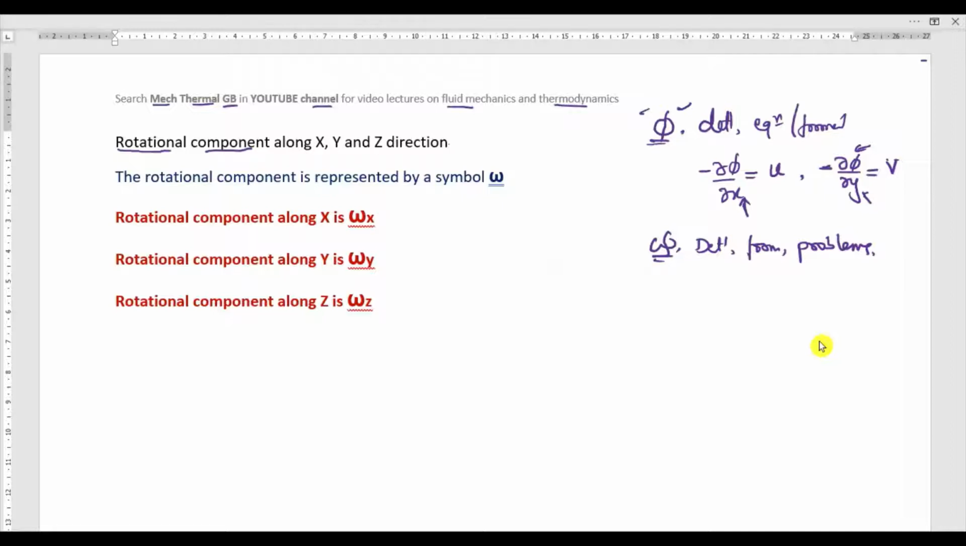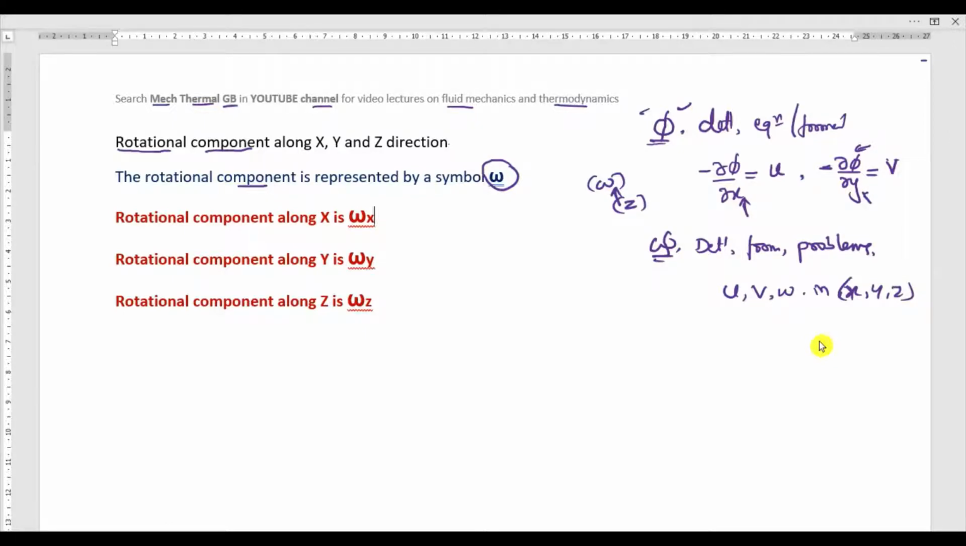So in today's class, we will discuss one more important component of fluid kinematics, the rotational component. A rotational component is represented by the symbol omega. It is not W, it is omega. If you take W, it becomes the velocity component in Z direction, so be careful. Because we know there are three velocity components U, V, W in X, Y, and Z direction respectively.